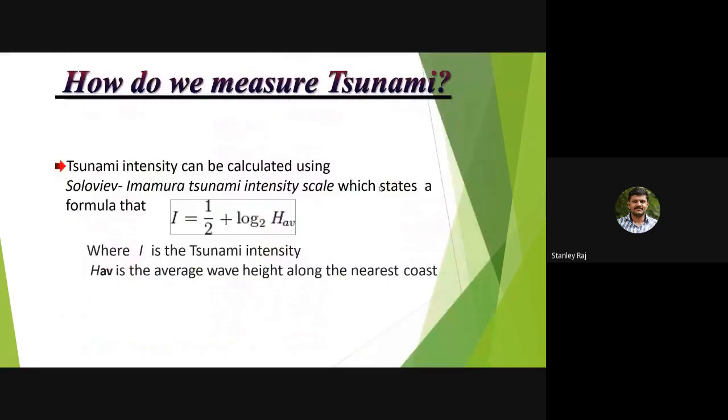Okay. So how do we measure a tsunami? Tsunami intensity can be calculated using the Soloviev-Imamura tsunami intensity scale. I equals 1/2 plus log H_av, where H_av is the average wave height along the nearest coast. Taking the log, you get the tsunami intensity.